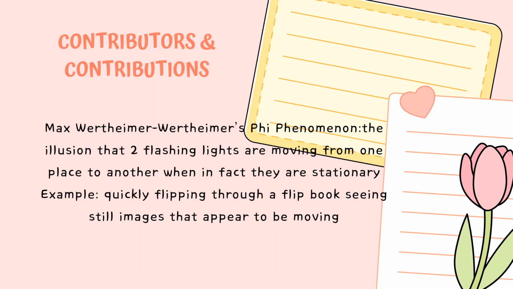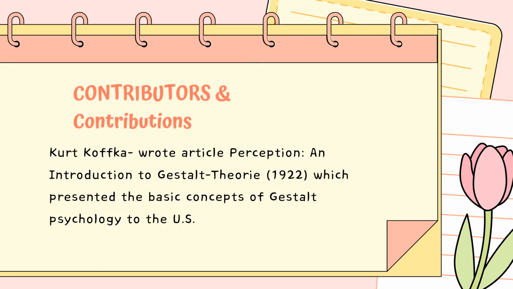Moving on to some of the contributors. First, I'll talk about Max Wertheimer, and he came up with the phi phenomenon. That is the illusion that two flashing lights are moving from one place to another when in fact they are stationary. An example that I thought of is a flip book. The image on each page is a still image, but as we flip through the pages quickly, the images appear to be moving.